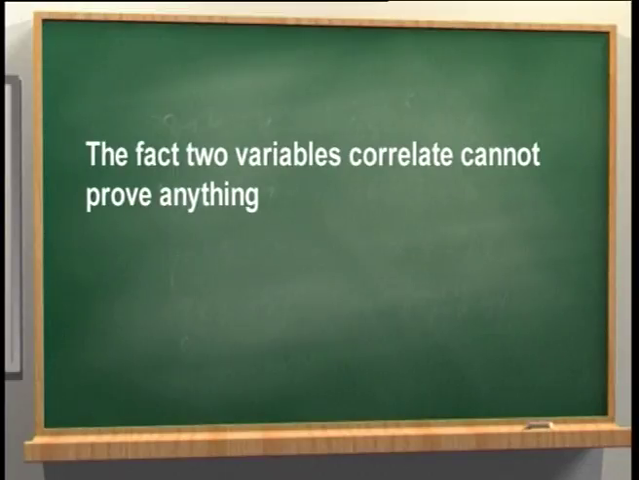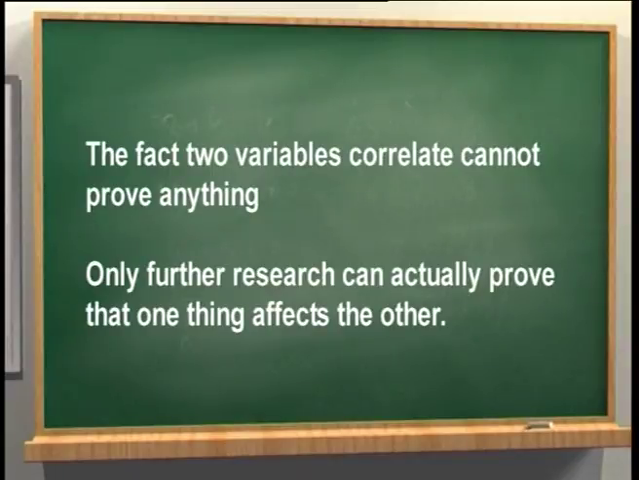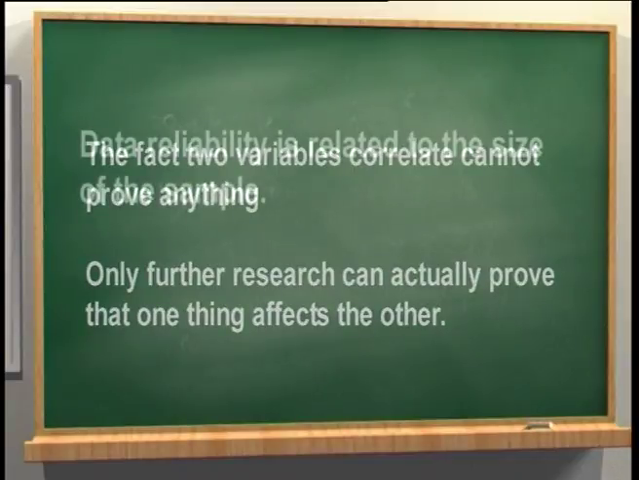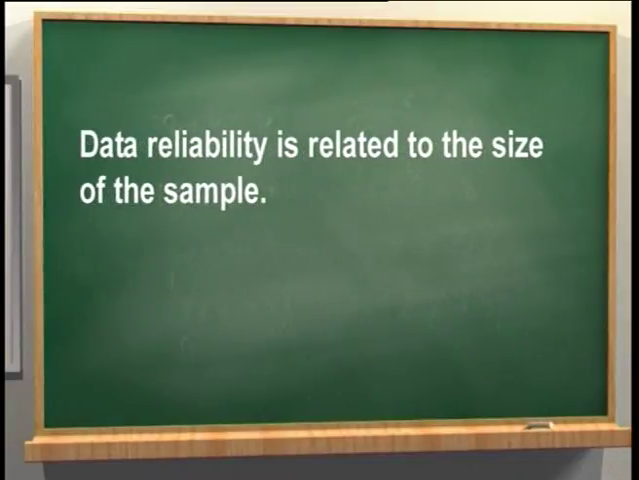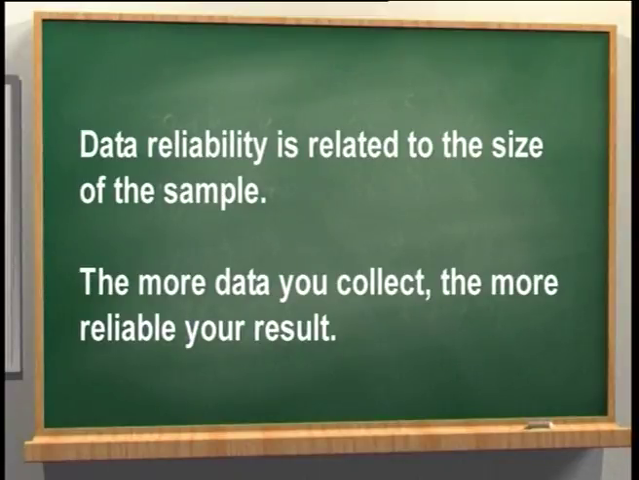The reliability of your sample can be stated in terms of how many researchers completing the same study as yours would obtain the same results: 95 out of 100. The fact that two variables correlate cannot prove anything. Only further research can actually prove that one thing affects the other. Data reliability is related to the size of the sample. The more data you collect, the more reliable your results are.